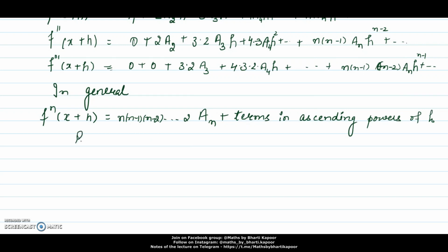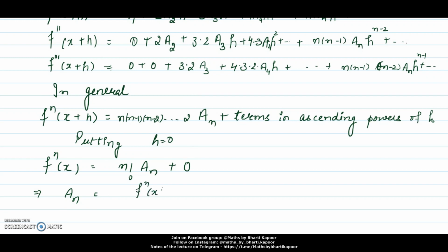Let's put h equal to 0. Then on the left hand side it will be fn(x), and on the right hand side it will be n factorial into an, and the terms in ascending powers of h, on substituting h equal to 0, will all be equal to 0. So we will be getting an equal to fn(x) upon n factorial. So this is not a constant, this is actually a function of x.